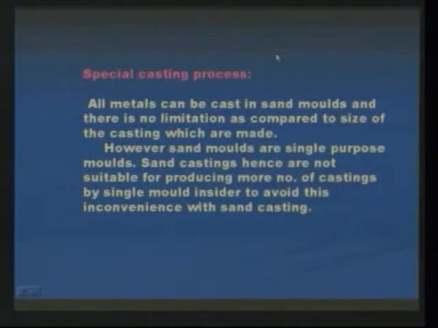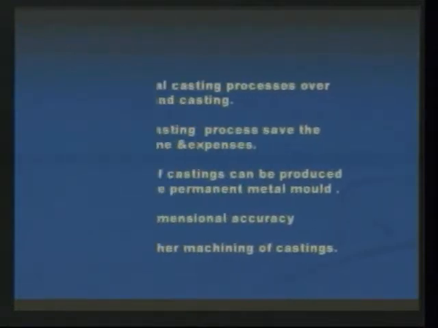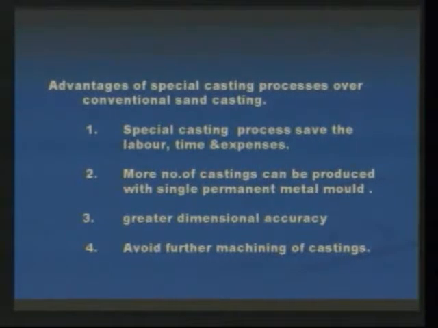The next one is special casting processes. All metals can be cast in sand molds, and there is no limitation as compared to size of castings. However, sand molds are single purpose molds. There are different advantages of using special casting processes over conventional sand casting. Special casting processes save labor, time and expenses. More castings can be produced with a single permanent metal mold. Greater dimensional accuracy is also possible by applying these casting methods. It will avoid further machining of the castings.